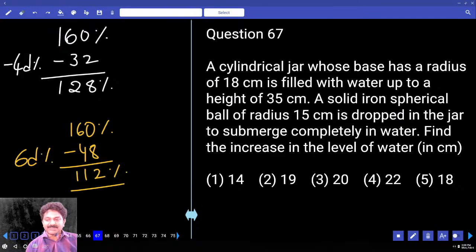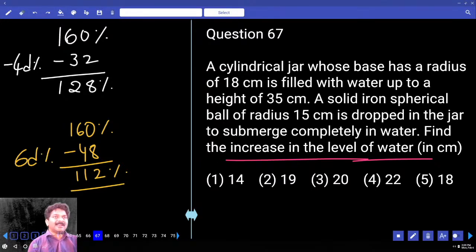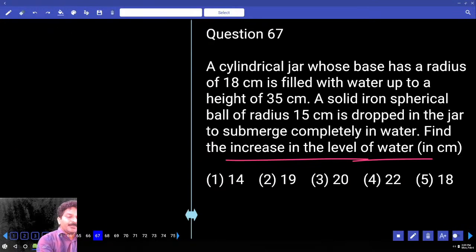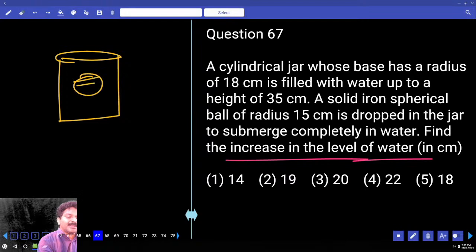A cylindrical jar whose base has a radius of 18 centimeters is filled with water up to a height of 35 centimeters. A solid iron spherical ball of radius 15 centimeters is dropped in the jar to submerge completely in water. Find the increase in level of water. So when we were asked to calculate increase in the level of water, that is height we need to calculate, correct? So now there is a cylindrical drum here in which spherical ball was dropped. Due to this, water level will rise, and we were asked to calculate increase in the water level, that is height.